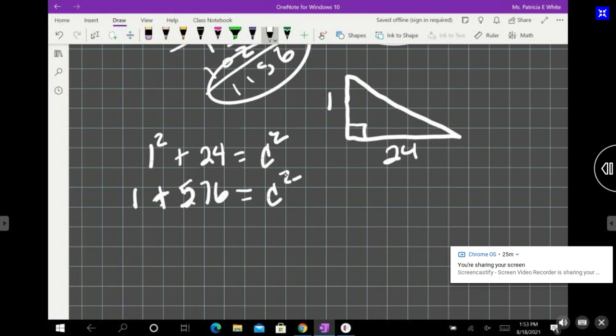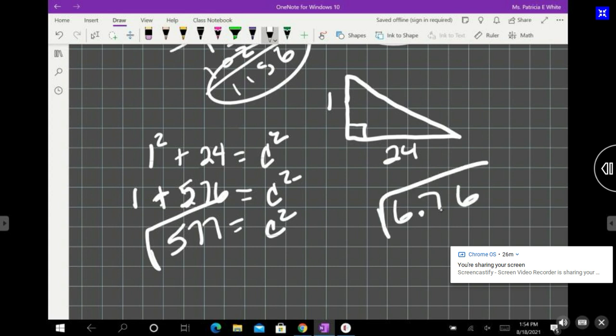And for those that had 577, well, 576 plus 1 is 577, right? Equals c squared. And 6.76. These are two answers I will take. What's the square root of 577? And what's the square root of 676? 2.6.